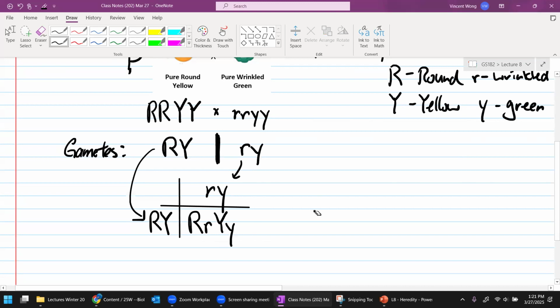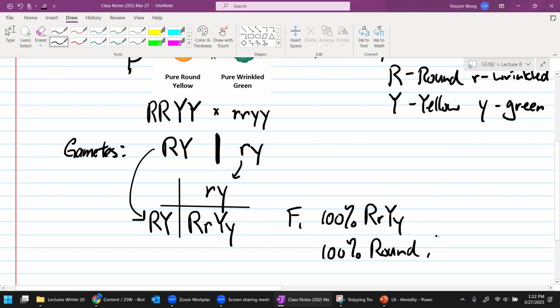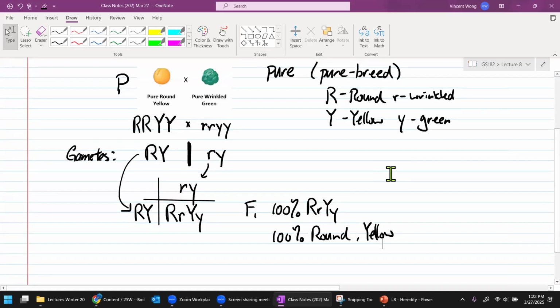Okay. So that means the F1, the first generation, it's going to be 100% big R, big Y, small y, which means they're 100% what? Right. Which again shouldn't be surprising because parents that are pure, right, for 2 separate traits, if you cross them together, all of F1 is going to have the dominant trait. Okay?